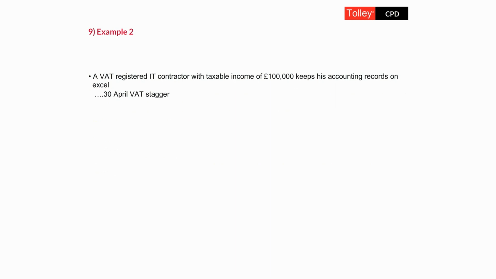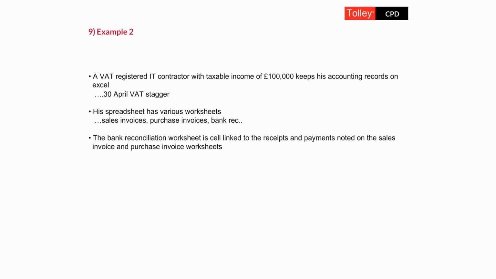Well, let's look at how that works by an example. So here we have a VAT registered IT contractor, taxable income 100,000, and he keeps his accounting records on Excel. He's got a 30th of April stagger, VAT stagger. Now his spreadsheet has various worksheets, sales invoices, purchase invoices, bank reconciliation even. The bank reconciliation worksheet is cell linked to the receipts and payments noted on the sales invoice and purchase invoice worksheets.